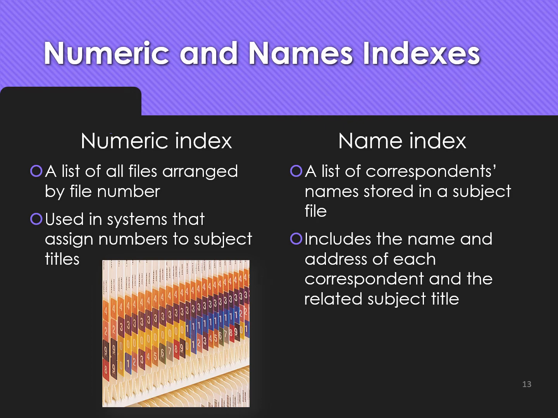You may also see numeric and name indexes. Numeric indexes are a list of all files arranged by a file number. We'll explore these more later in the class. This system is used to assign numbers to a subject title. You may also see a name index, where a list of all correspondence names are stored in a subject file. This will include the name and address of each correspondent and the related subject title to find the file under or to retrieve the file from.